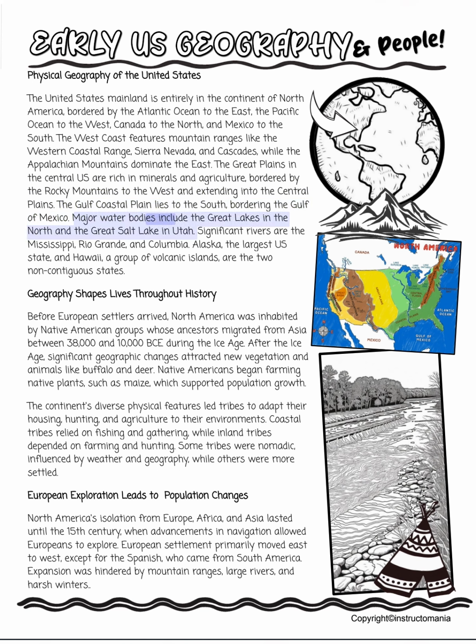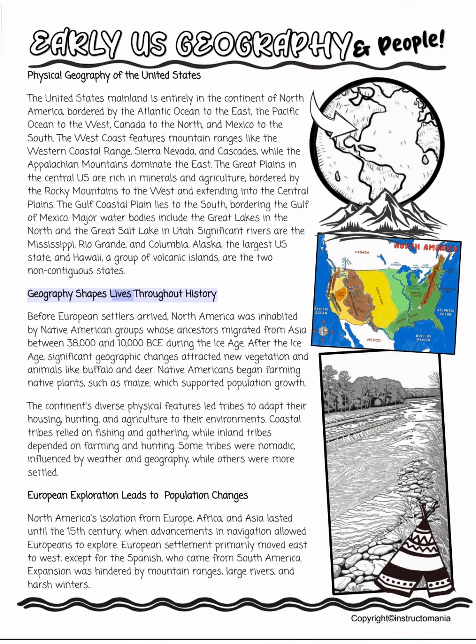Major water bodies include the Great Lakes in the north and the Great Salt Lake in Utah. Significant rivers are the Mississippi, Rio Grande, and Columbia. Alaska, the largest U.S. state, and Hawaii, a group of volcanic islands, are the two non-contiguous states.